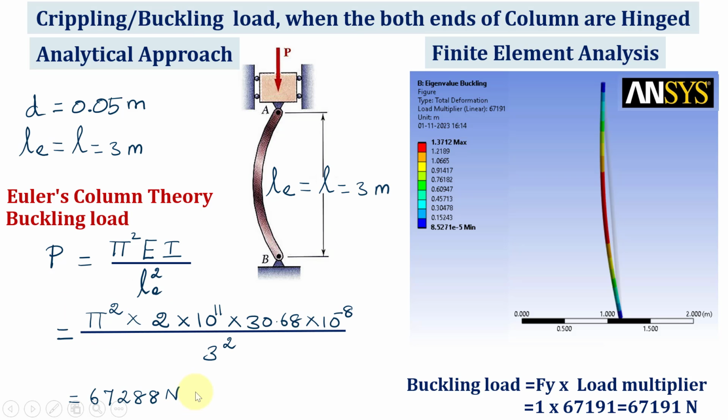After substituting these values, we got the buckling load as 67,288 Newton, which is almost the same as the value we have obtained from ANSYS, because the error is less than 1%. If you calculate the error between this analytical and the finite element result, from that we can verify the ANSYS results with the analytical results. Thanks for watching the tutorial.